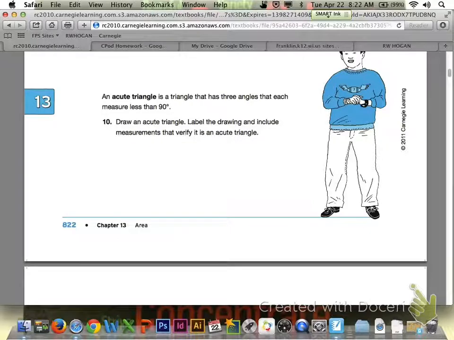Let's take a look at a couple of ways that we can now name or classify triangles according to their angles. Go ahead and answer number 10, number 11, and number 12. 11 and 12 jump up to the top of page 823. An acute triangle is a triangle that has three angles that each measure less than 90 degrees. So the triangle that I sketched looks very similar to the one that you saw in the previous question. All three angles are less than 90 degrees. They're 60 degrees each, so this would be classified as well as an acute triangle.